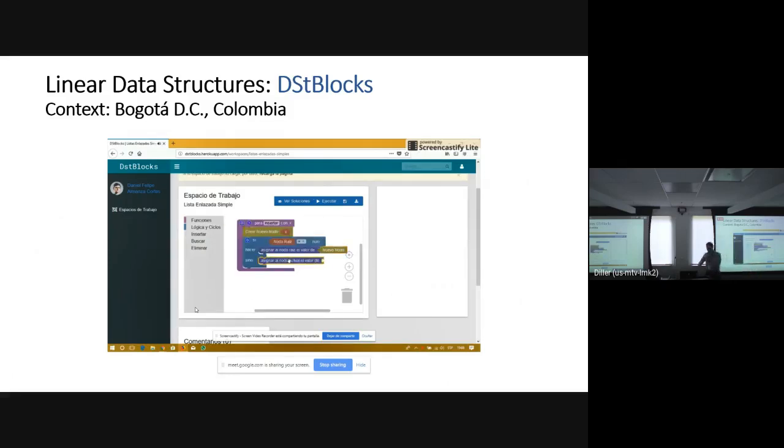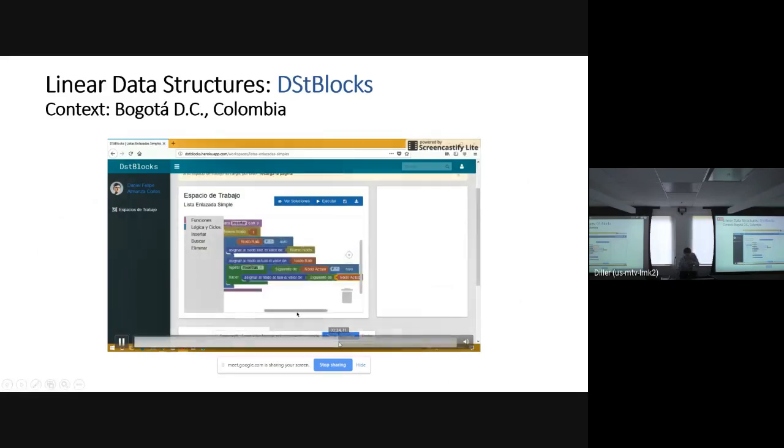So let me just move it a little bit farther here. Yes, right there. Right there.